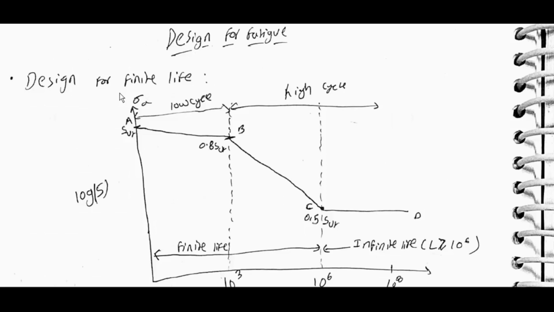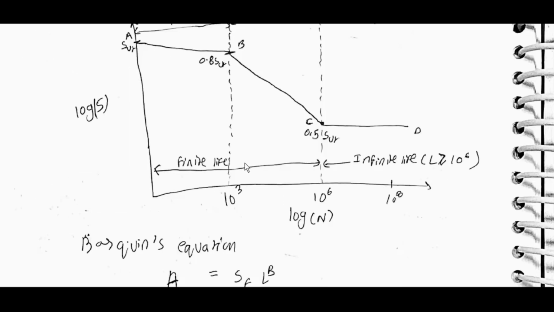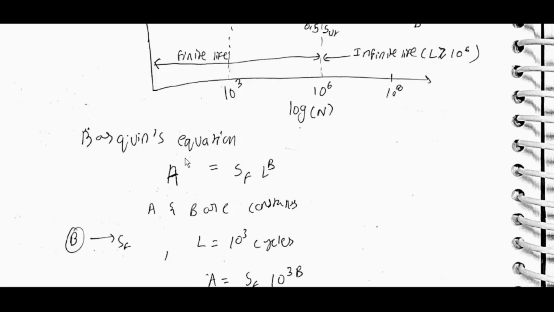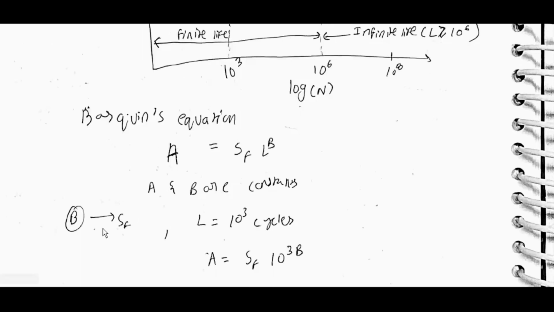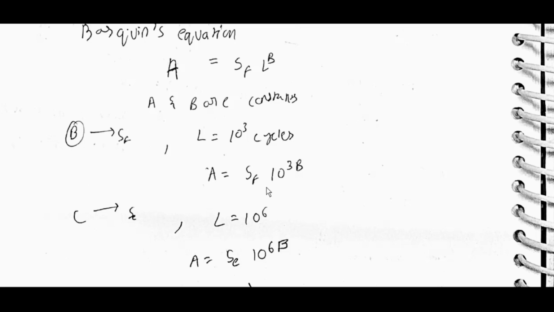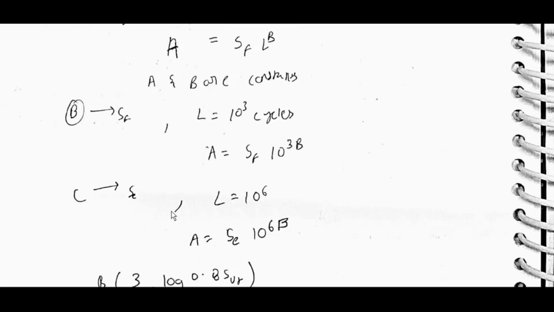Design for failure, design for finite life. Sigma A at 10 power 6, 10 cube, 10 power 8. Basquin's log S, log n are straight lines. Basquin's equation: A is equal to Sf L power B, where A and B are constants. At Sf with L equal to 10 cube cycles, A is equal to Sf into 10 power 3B.